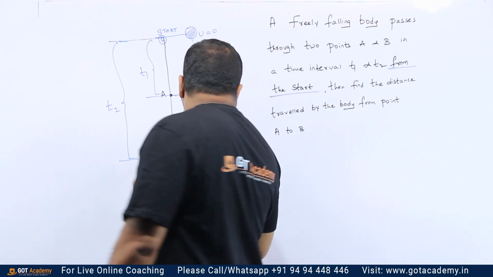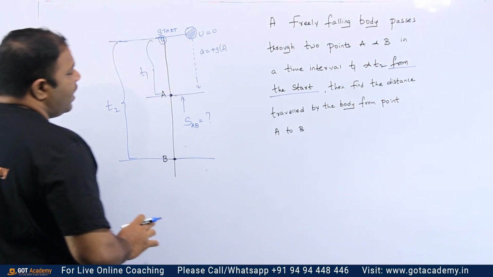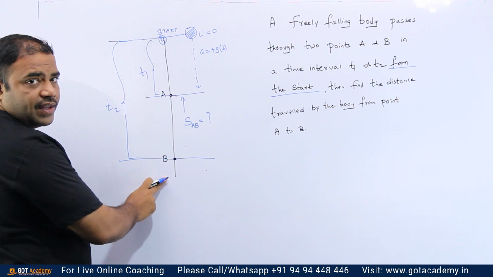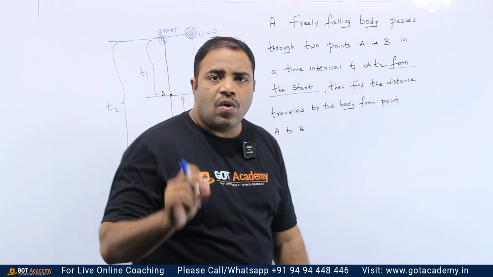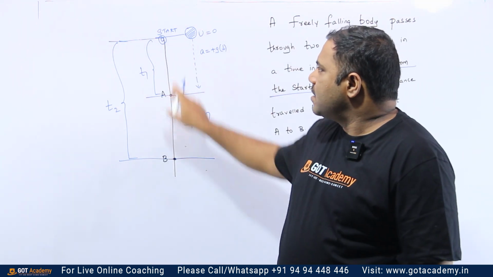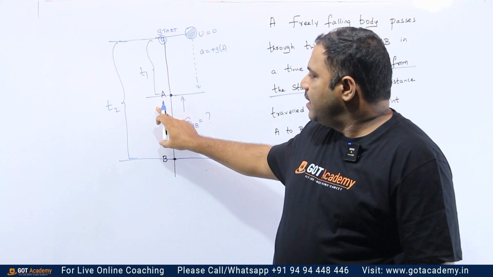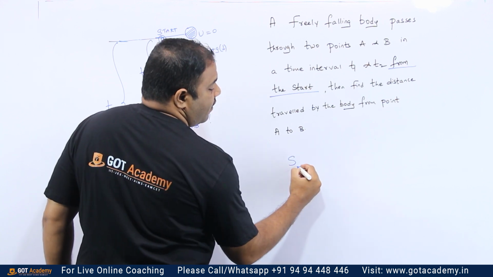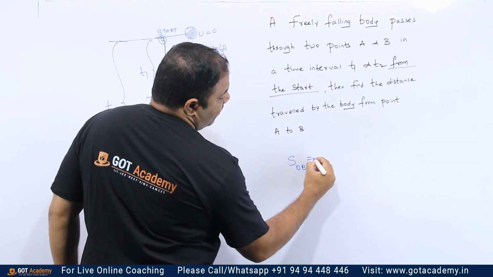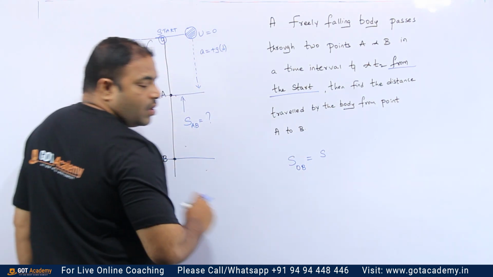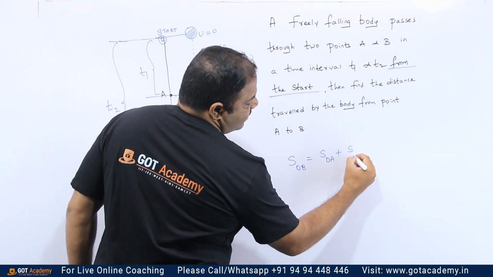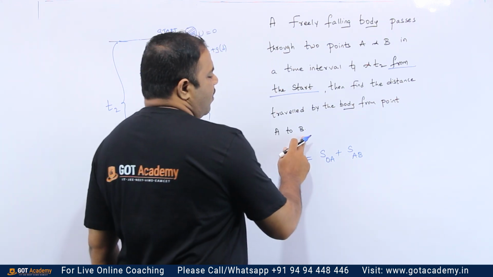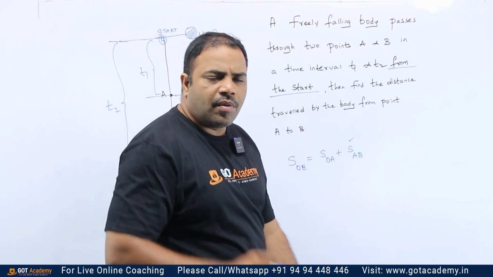So how to calculate this? It is very clear that the total distance from O to B is equal to O to A plus A to B. The total distance from O to B can be written as the distance traveled from O to A plus the distance traveled from A to B. Our interest is to calculate the distance from A to B. We'll calculate that, no problem.